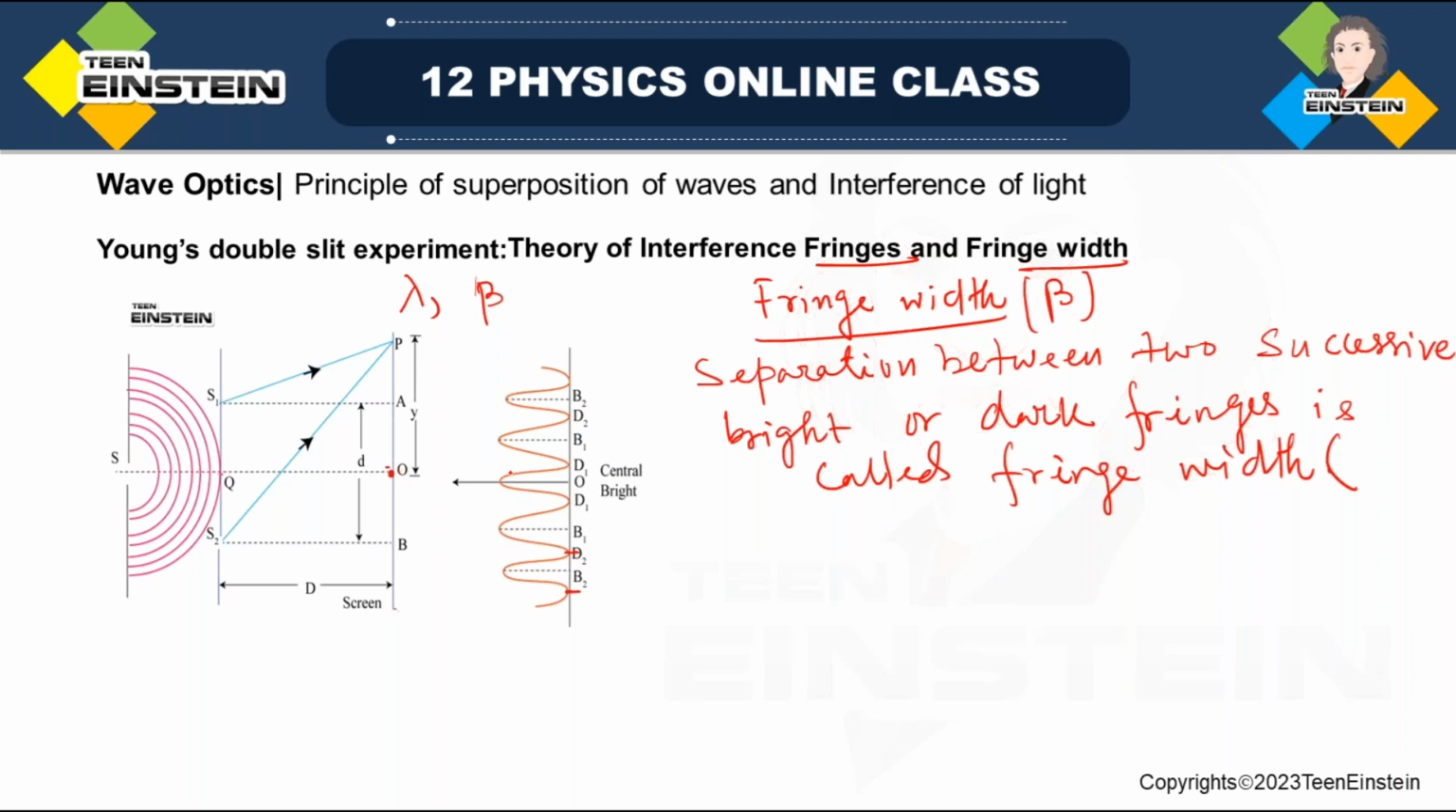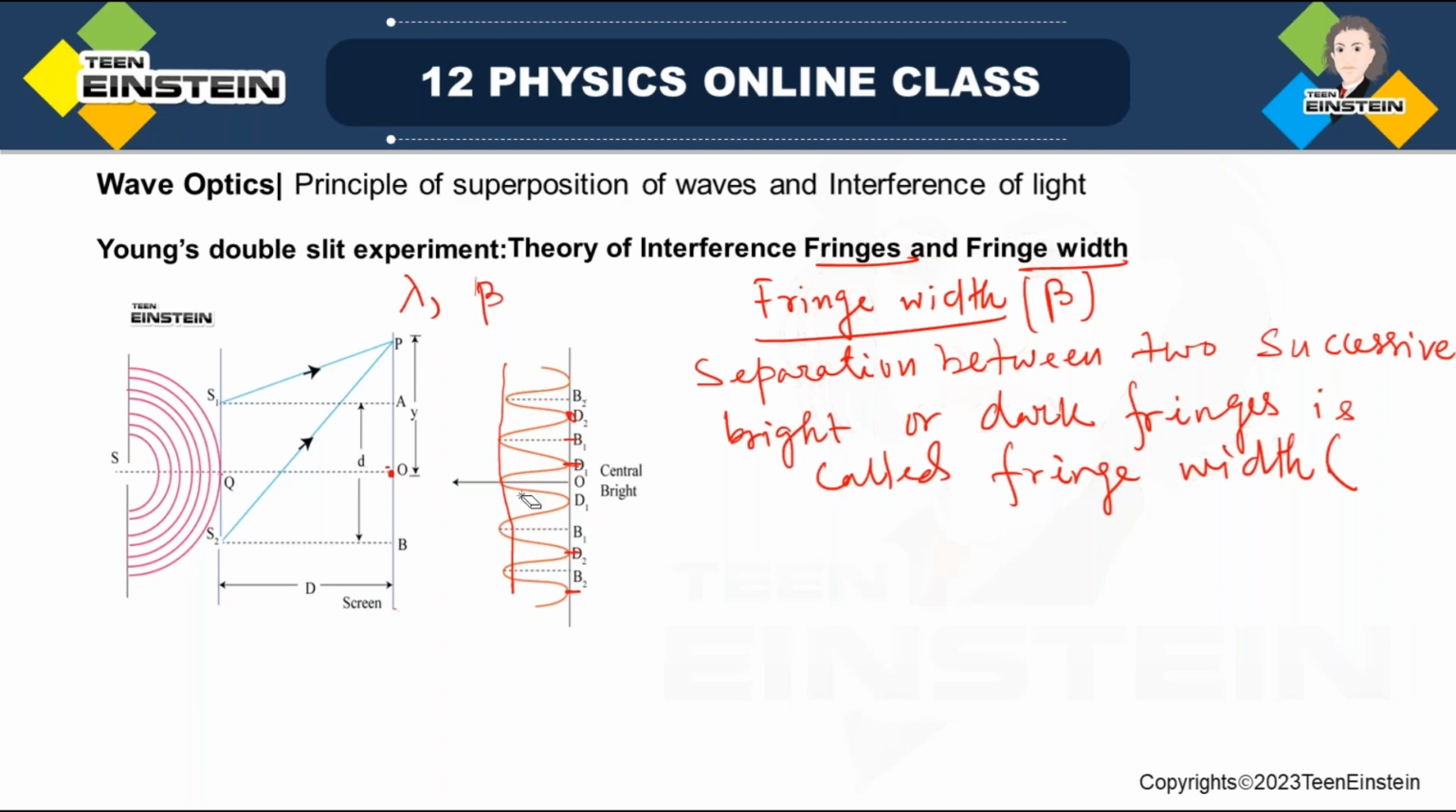This is the intensity pattern. In each case, first dark, then first bright, first dark, first bright, second dark, second bright. Dark will have zero intensity, and the bright fringes all have the same intensity.